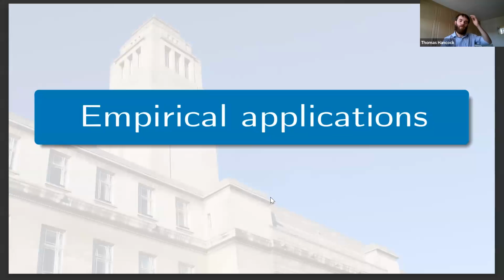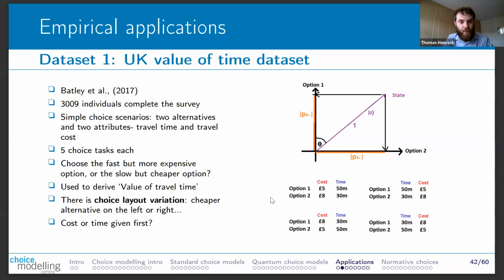So now moving on to empirical applications, a couple of case studies. I'll just go through a couple of quick case studies here. The first data set we're calling the UK value of time data set, and this is 3,000 individuals completing choice tasks that look very much like this example that I gave here, where we've got 2 different alternatives. One is cheaper, one is faster. So basically, how much are you willing to spend to save time? And that's going to be different for different individuals.